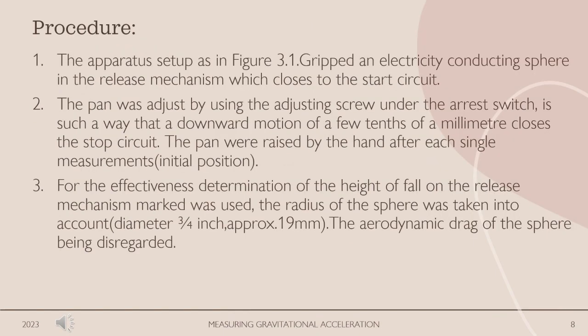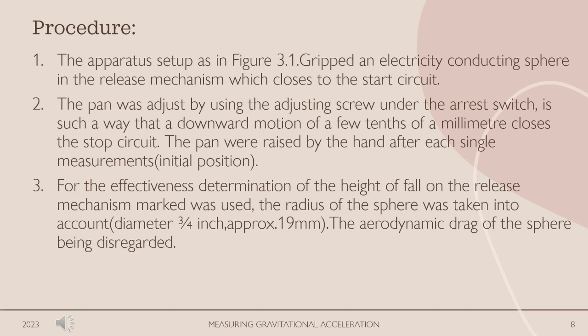First, the apparatus is set up as in figure 3.1. Grip an electricity conducting sphere in the release mechanism, which closes the start circuit. Second, the pin is adjusted using the adjusting screw under the arrest switch in such a way that a downward motion of a few tenths of a millimeter closes the stop circuit. The pin is raised by hand after each single measurement, which is the initial position.